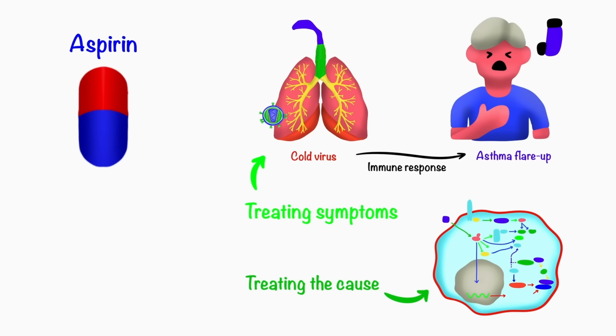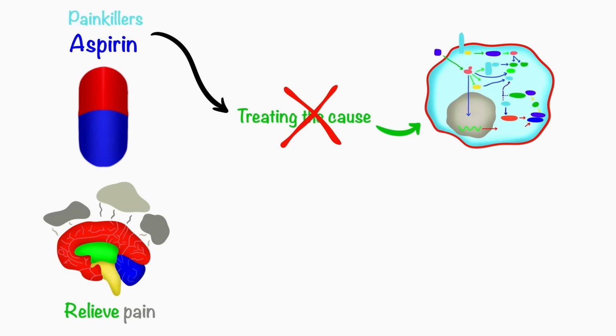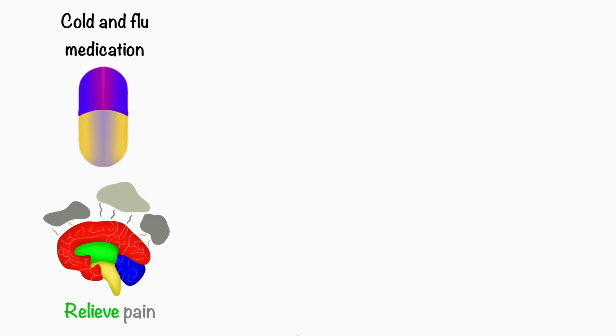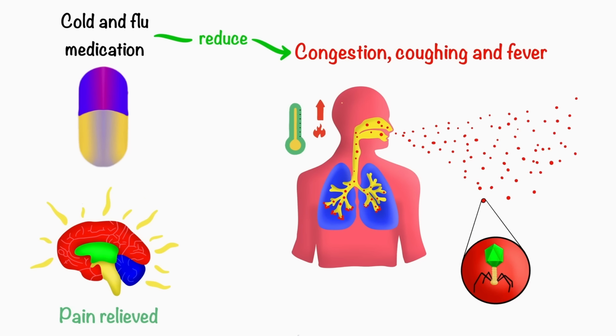Painkillers, such as aspirin, are drugs that relieve pain, which is certainly helpful when you're feeling unwell. However, it's important to understand that painkillers don't actually tackle the cause of the disease or kill pathogens. Similarly, many over the counter medicines for colds and flu work by reducing symptoms like congestion, coughing, or fever. These cold remedies make you feel better, but don't actually fight the virus causing your cold.